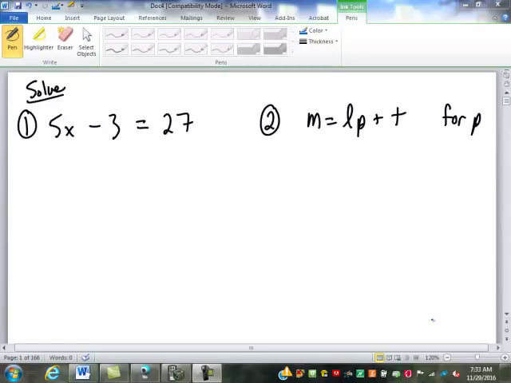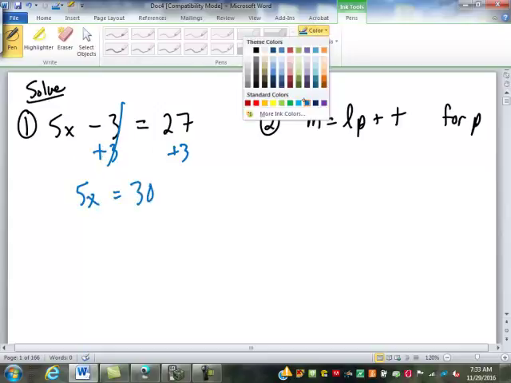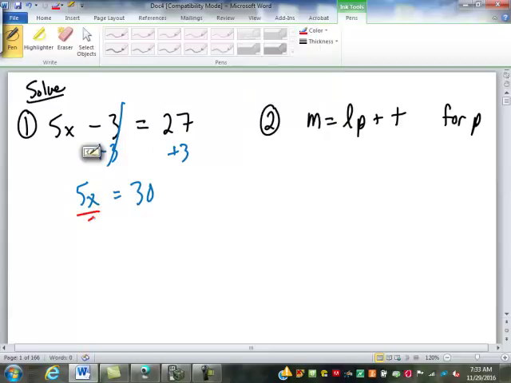So let's see how much of this he remembers. For the first one here, what do we have to do first? We're going to add 3. Perfect. So that's gone. We have 5x equals 30. And then divide by 5. X equals 6.